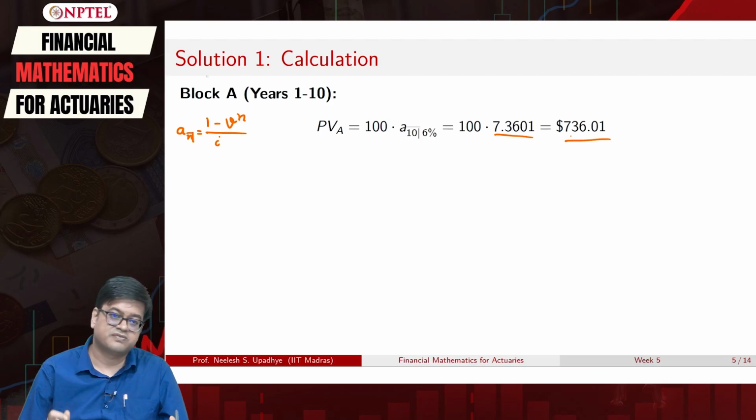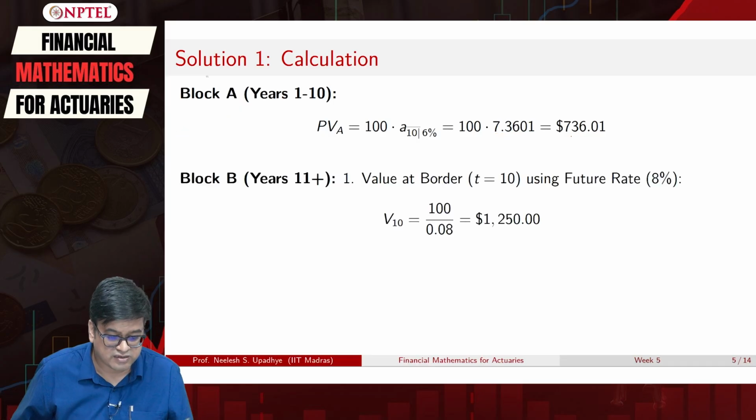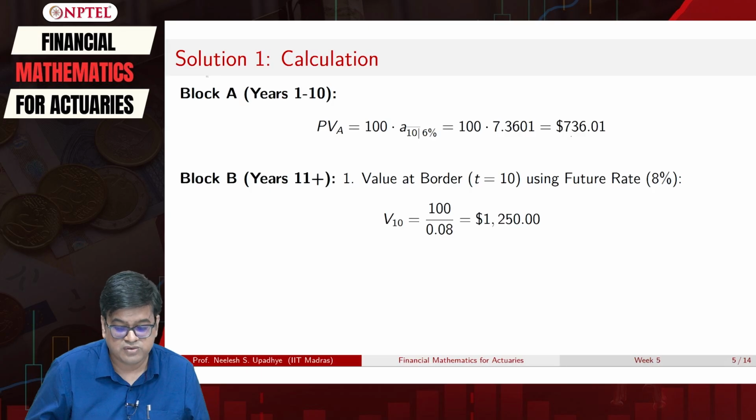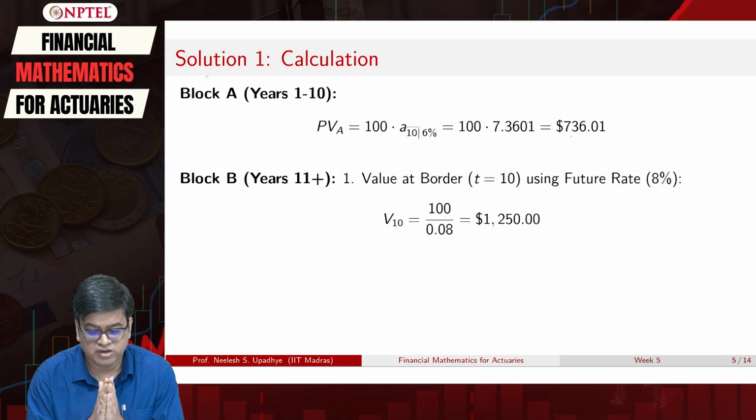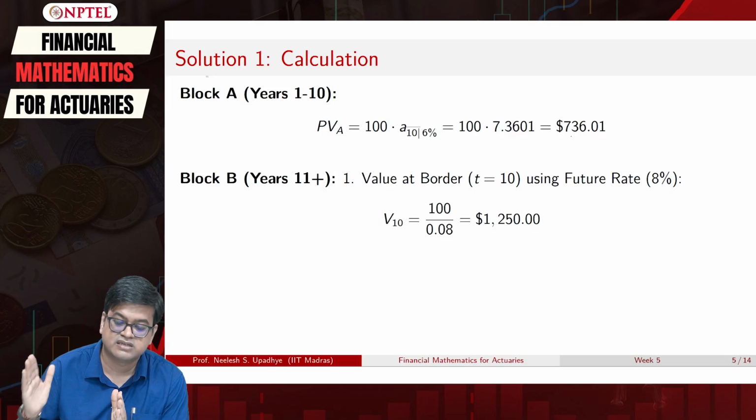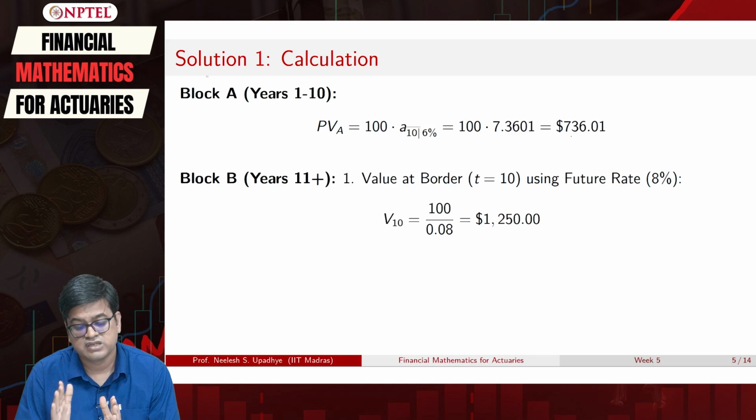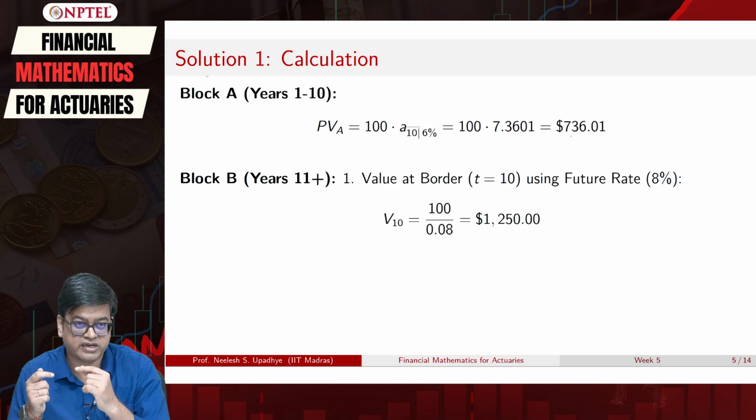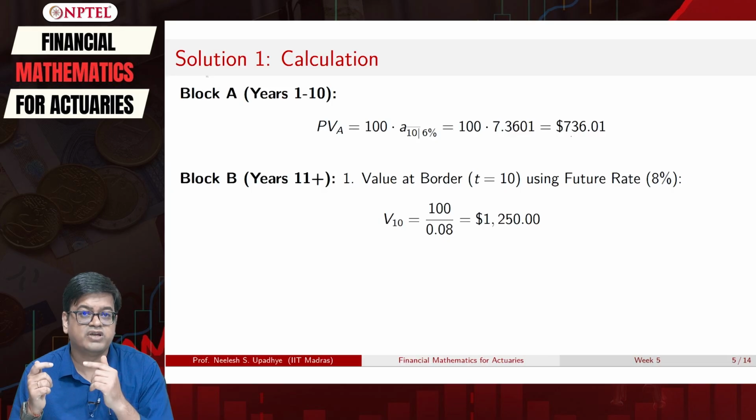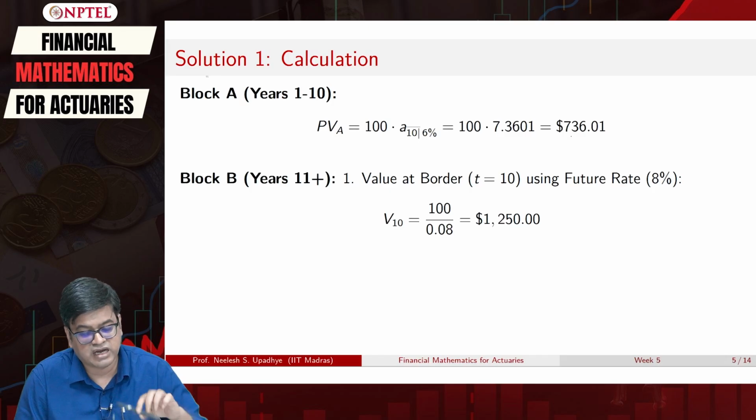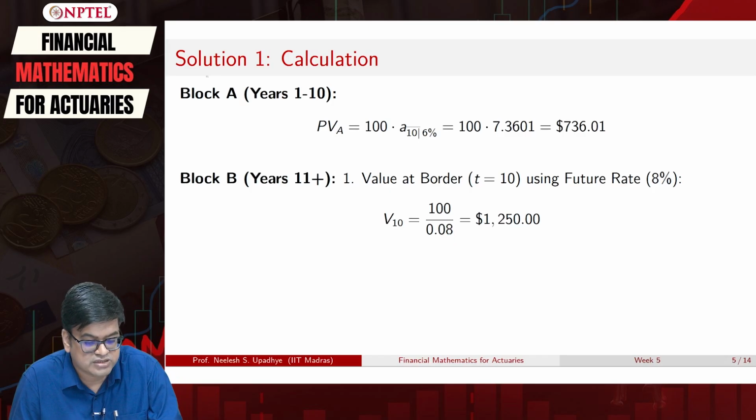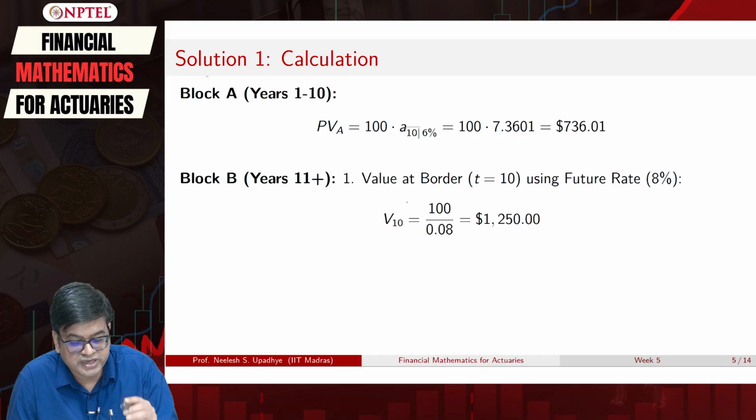The confusion will start from block B. Actually, block B in itself is not confusion, we can easily calculate. We want to know the value at t equal to 10, right? From the 10th year onwards, the interest rate has changed. The interest rate is 8%. Therefore, the perpetuity that I am calculating for 100 per year will be 1 by i, so 100 into 1 by i. That i is 8%, so 100 by 0.08. So the value at time point 10 is 1250.